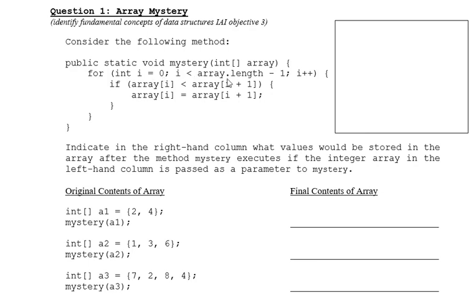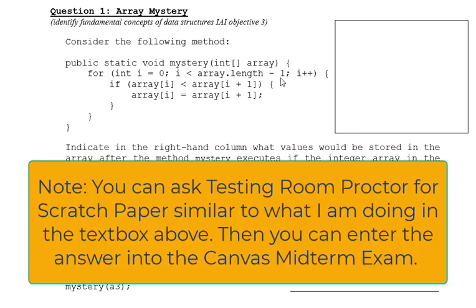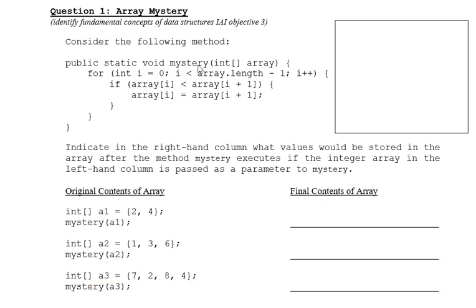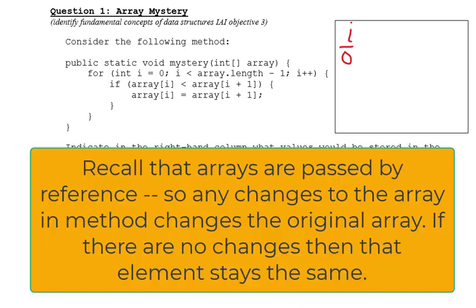It looks like we're going to loop through every element of the array except for the last one, incrementing by 1. If array at I is less than array at I plus 1. So initially, I is going to be 0. And then I plus 1 will be 1. Is array at I, 7, less than array at I plus 1, 2? The answer is false. So the first element does not get modified.